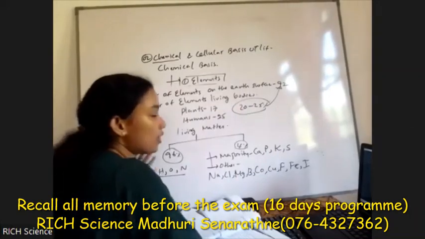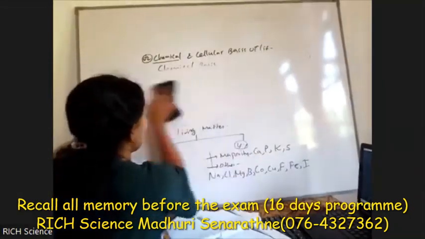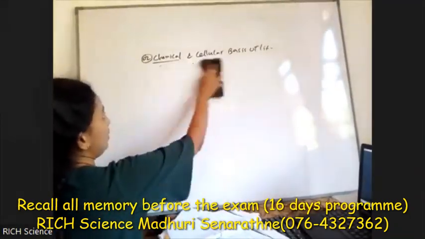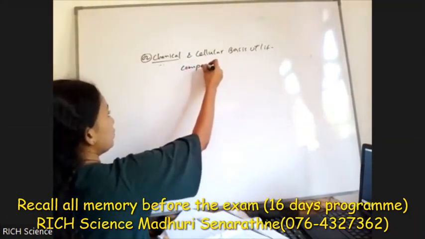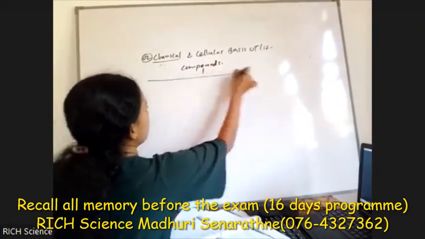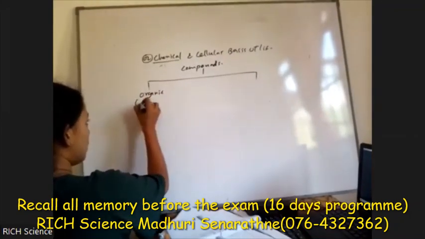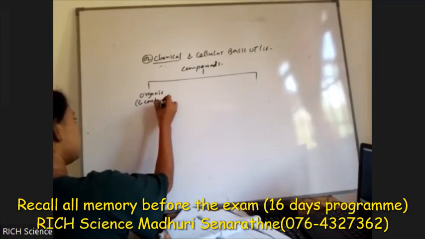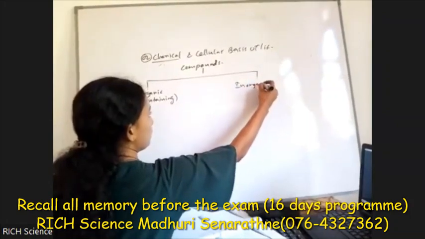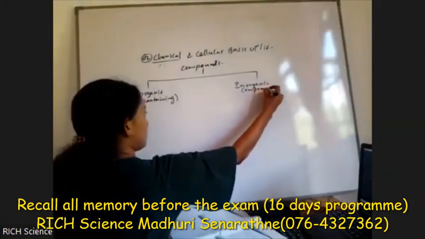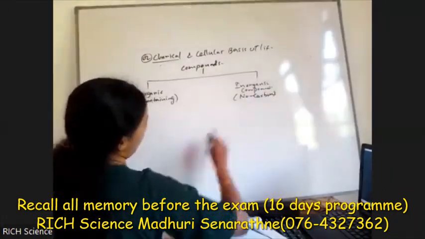Okay, so that's all about the elements, and then we will move on to the compound parts. Compounds. You have categorized compounds. First one, organic compounds. Simply we can say carbon containing compounds. Organic compounds and inorganic compounds. Inorganic compounds, simply we can say no carbon.